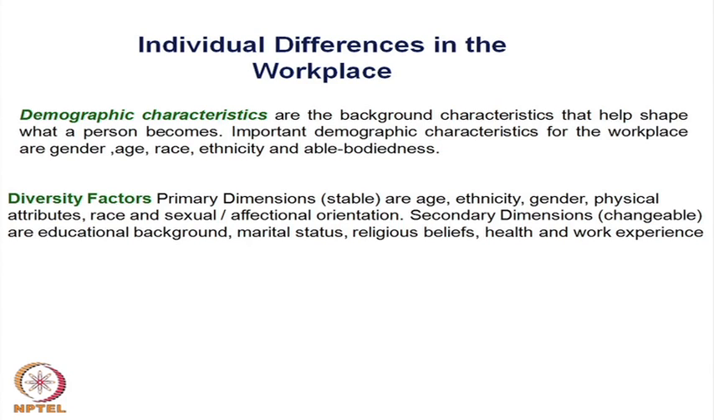When we talk of diversity factors, we have talked much about workforce diversity in the earlier sessions. We can define diversity factors into two: primary diversity factors and secondary diversity factors. Primary ones are very stable in nature, and they are age, gender, ethnicity, physical attributes like affectional orientation, etc. When we are talking of secondary dimensions, these are changeable or modifiable in nature, and these are mainly education, marital status, religious beliefs, health condition, work experience. These are secondary diversity dimensions because they are changeable in nature.